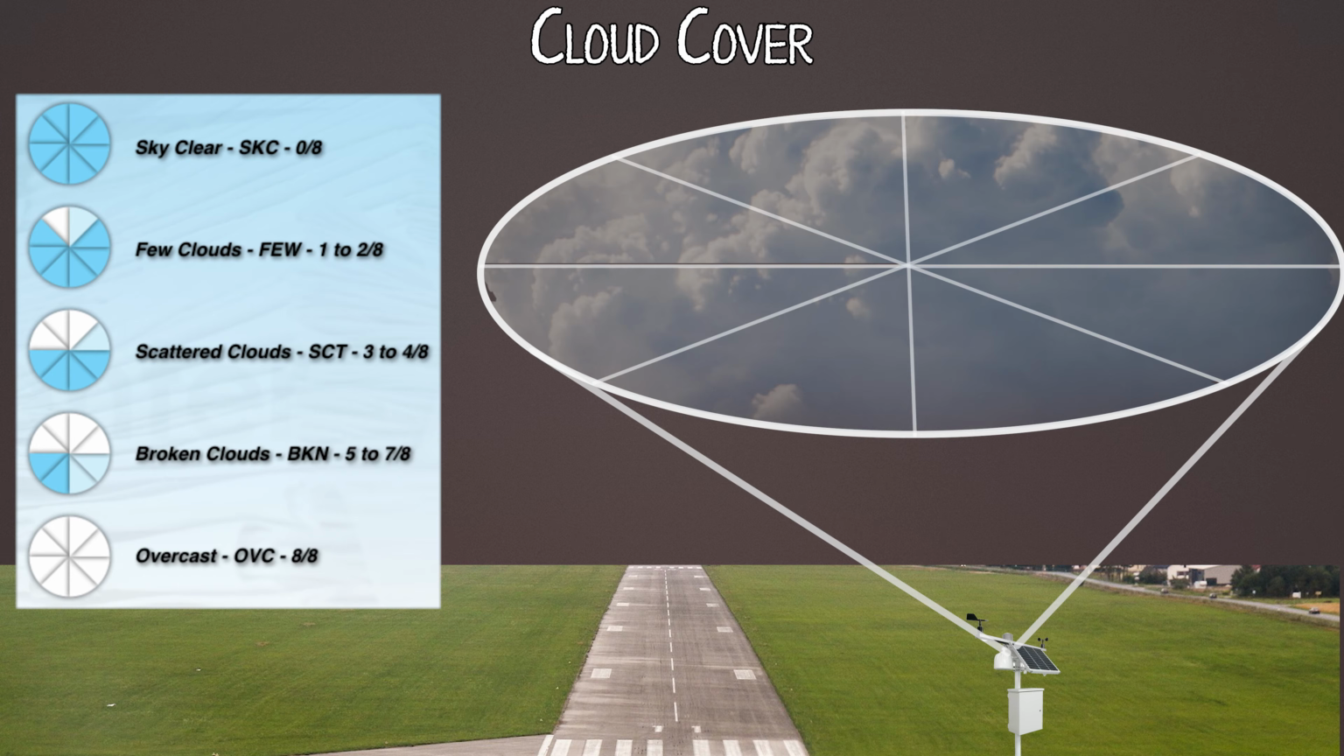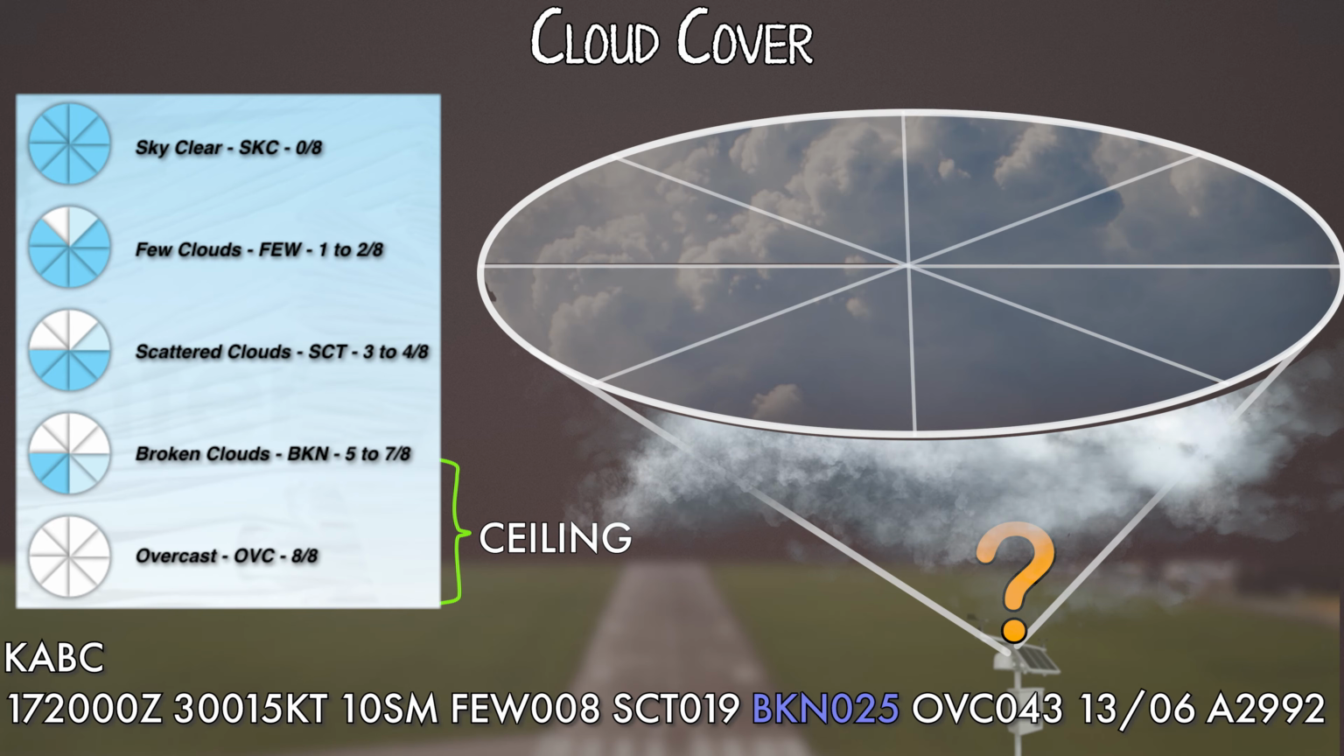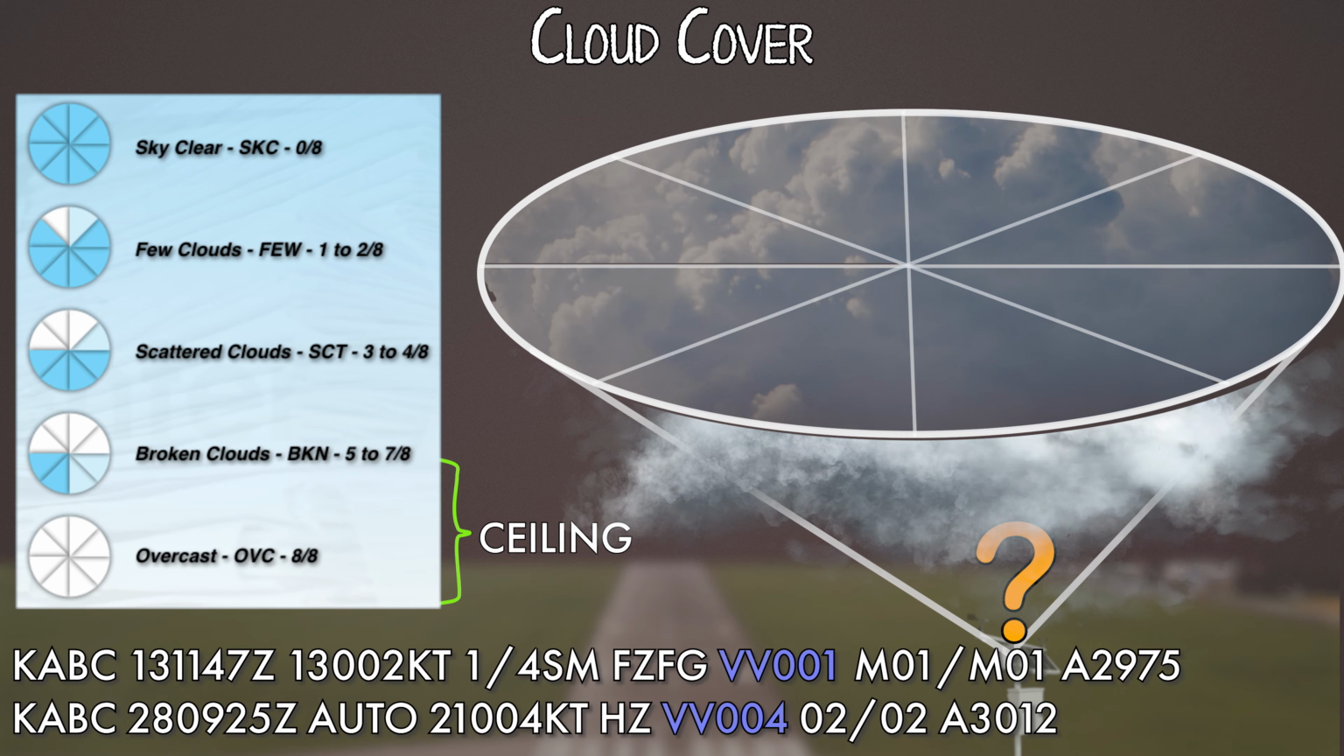The lowest broken or overcast layer we call a ceiling. So in this example, it would be 2,500 feet. If the equipment can't determine the lowest layer, it will be noted as vertical visibility, usually because of haze or fog.